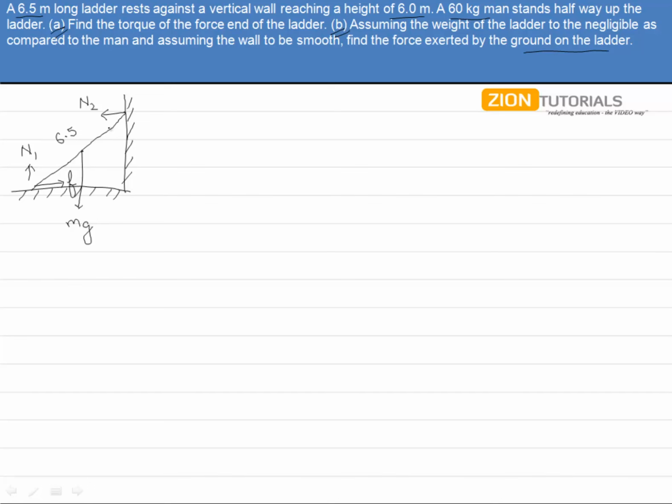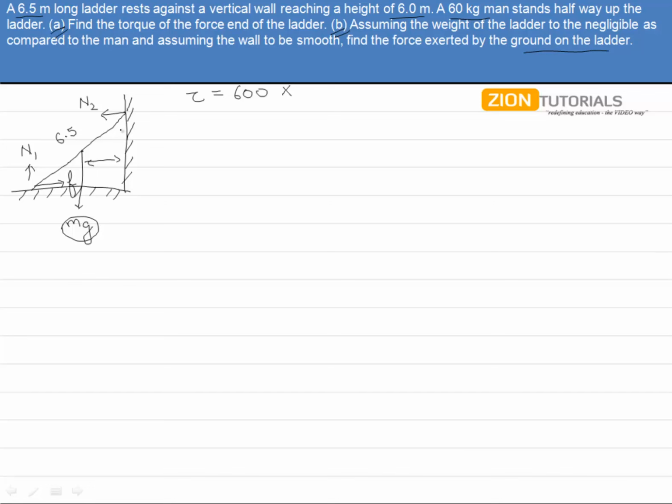Now this is the scenario over this ladder, and we need to find the torque of the force on the end of the ladder. So let us find it about this end of the ladder, that is this one. So we need to find the torque by this force on the upper end of the ladder, which will be simply torque equals mg, which is 600, into the distance, since we have to find it about this point.